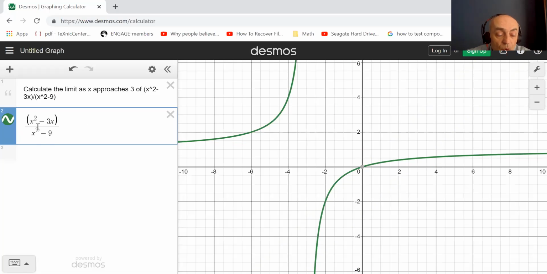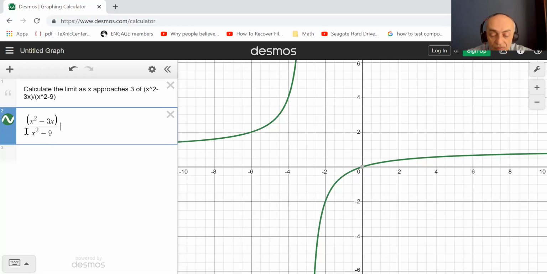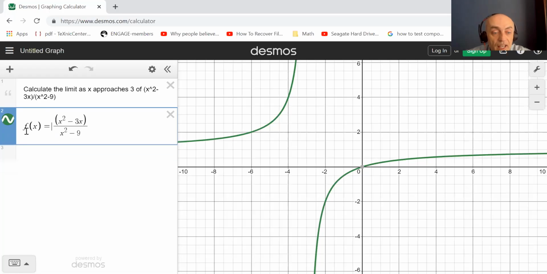All right, so we need the limit as x approaches 3. For the time being, I'm just going to leave the graph there. But what I'm going to say here, like we did last time, is f of x equals x squared minus 3x divided by x squared minus 9. We don't need those parentheses there.